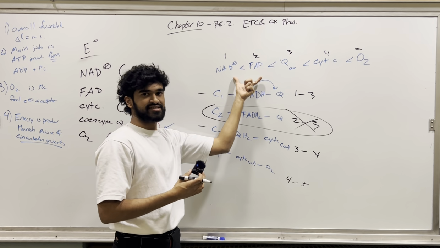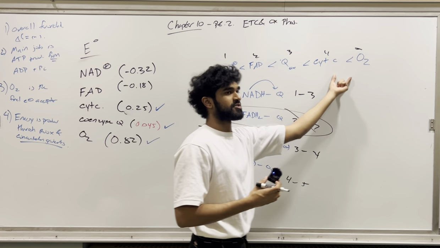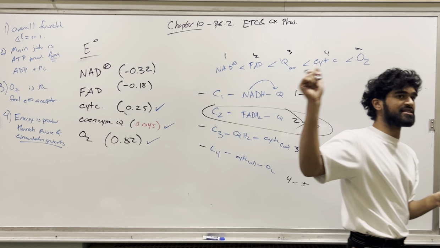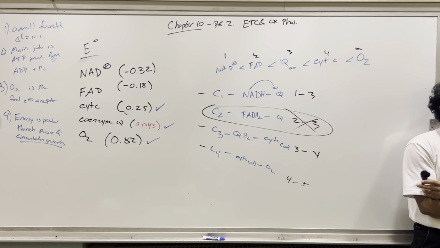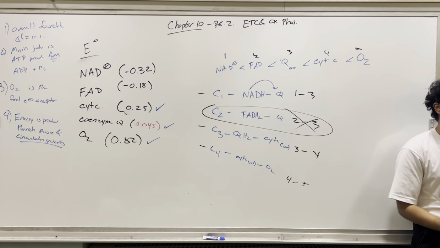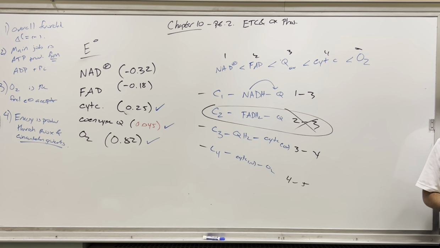But complex 1 does, and complex 3 does, and complex 4 does. Do you see how you're climbing the ladder of favorability as you go along the electron transport chain? Isn't that crazy? Isn't that just beautiful? It blew my mind the first time I studied that. But I don't understand why it's 2 dozen.